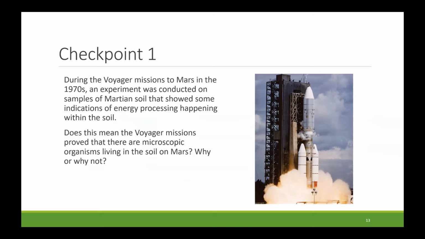During the Voyager missions to Mars, which took place in the 1970s, an experiment was conducted on samples of Martian soil that showed some indication of energy processing happening within the soil. Does this mean the Voyager missions proved that there are microscopic organisms living in the soil on Mars? Why or why not?